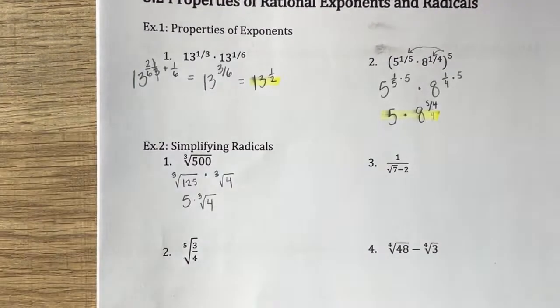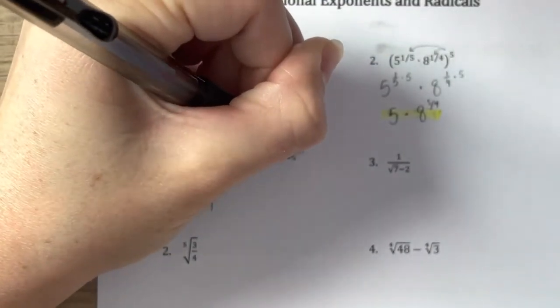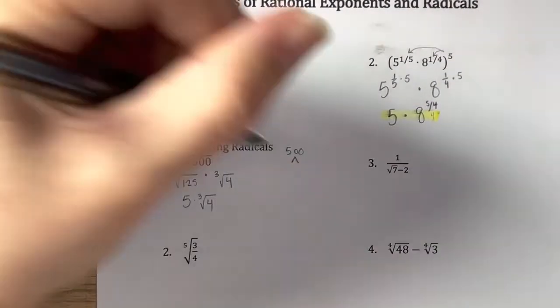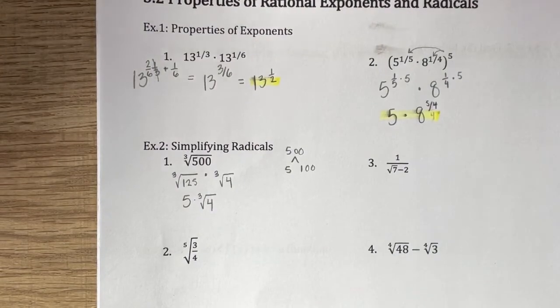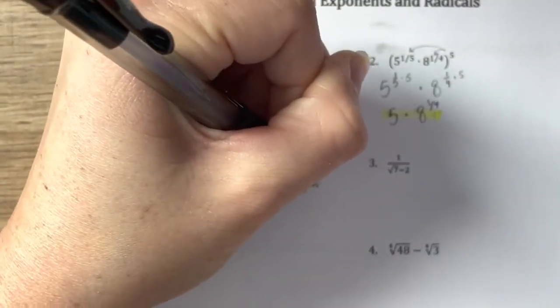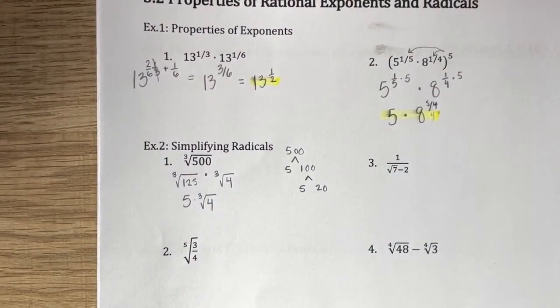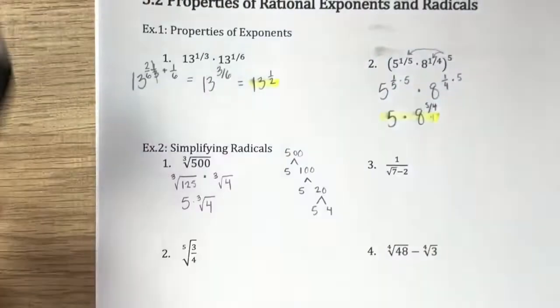You can also do the same thing with a factor tree if you're not sure, if you don't have a calculator. For 500, I know 500 is divisible by 5. So we do 5 times 100. And I know 100 is divisible by 5 also, so 5 times 20. And 20 is divisible by 5 also, so 20 divided by 5 is 5. And then I have a 4 left over.